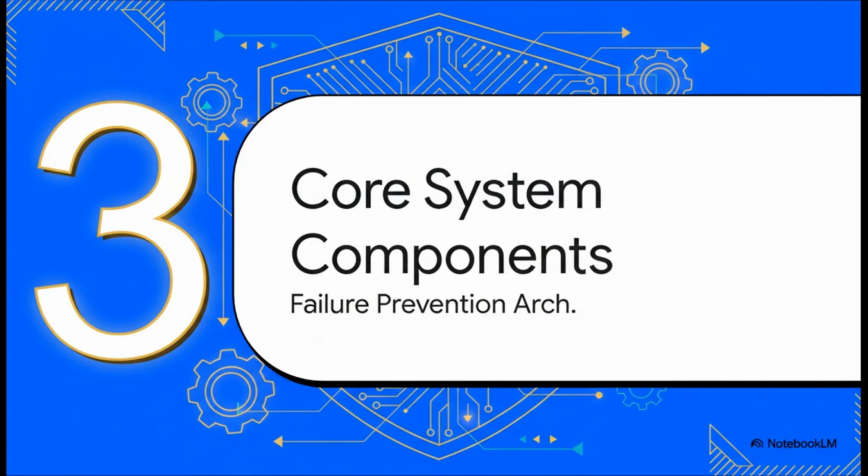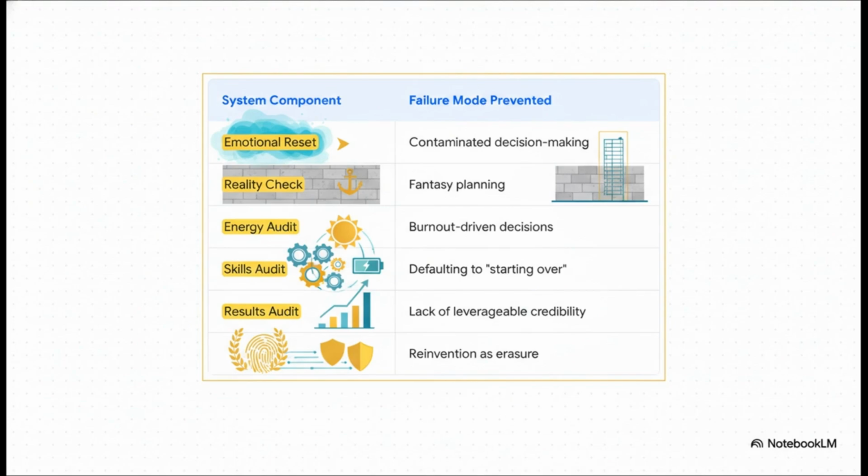All right, let's drill down into the core components. You can think of this as the failure prevention architecture. Each component is like a specific circuit breaker, designed to prevent a very common, very predictable type of system failure during a transition. This table really lays out the design logic beautifully.